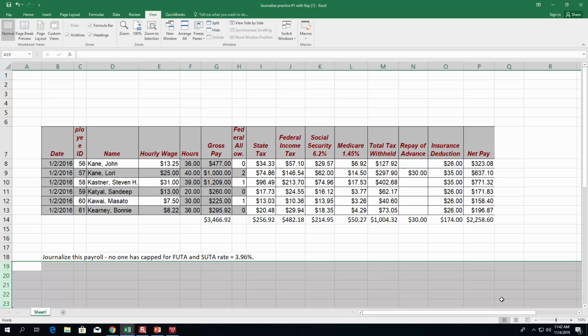You've got the same 2 journal entries. First, record the gross payroll, and secondly, record the payroll taxes.